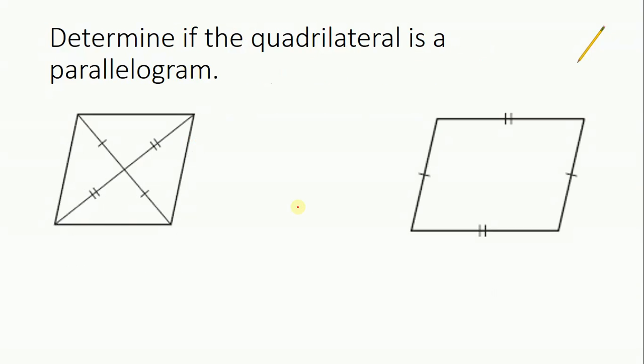So first of all, let's take a look at some general pictures and see if we can determine if the quadrilateral is a parallelogram. One thing I notice is our diagonals have been cut in half, so this piece is congruent with this piece, and this piece is congruent with that piece. That means these diagonals are bisected, which tells me that yes, this is a parallelogram, and the reason is that our diagonals are bisected.